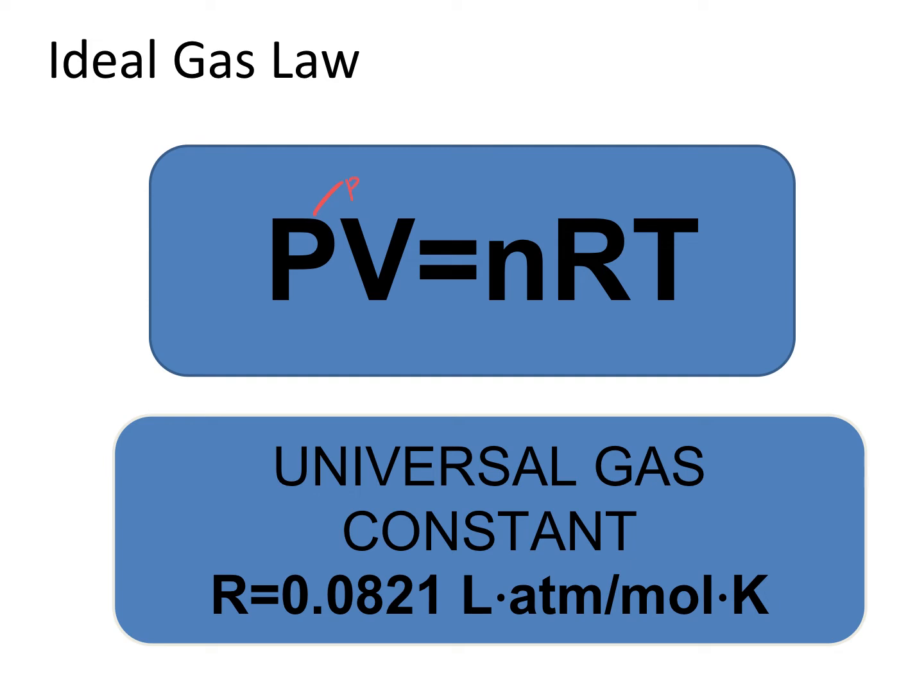We have pressure, volume, and temperature, so very typical units that we've seen so far. However, we also have moles, which represents the quantity of the substance we're looking at, and we have a new value, the universal gas constant, which corresponds to 0.0821 liter ATM per mole Kelvin.